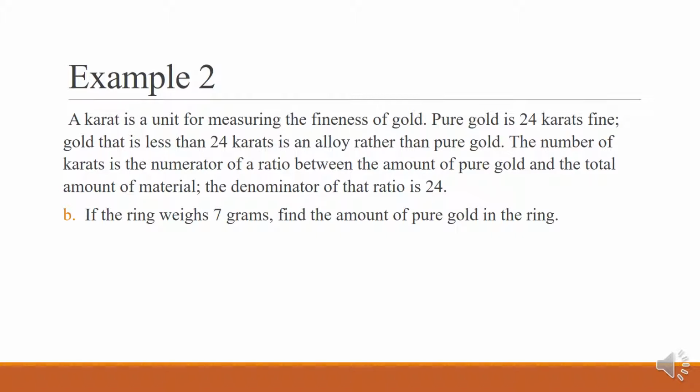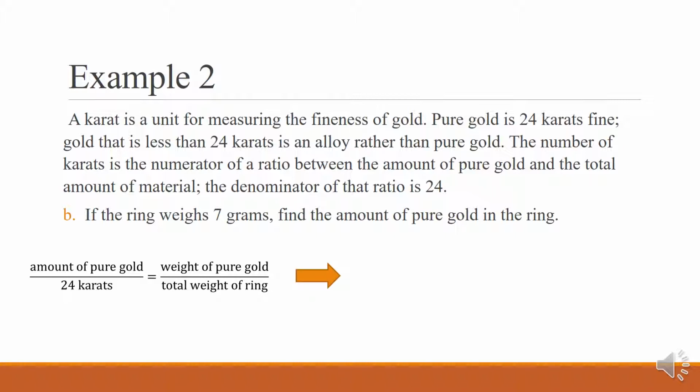All right, so here's how we're going to set this equation up. We're going to take the amount of pure gold divided by 24 carats. That's what we did in part A. We're going to set that equal to the weight of pure gold divided by the total weight of the ring. So this is like part divided by whole. All right, so using what we found out in part A, we have 3/4, remember that was from part A, equals X grams, that's the weight of pure gold, that's what we're trying to find out, we don't know that, so I'm just calling that X, divided by the total weight of the ring, which they told us was 7 grams.